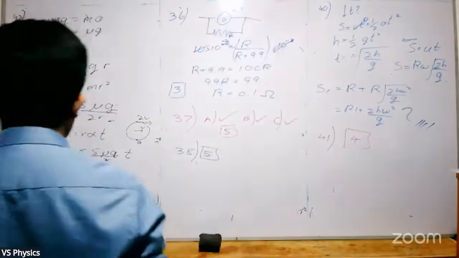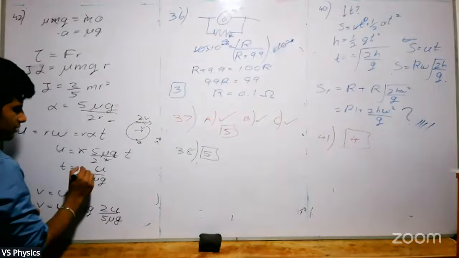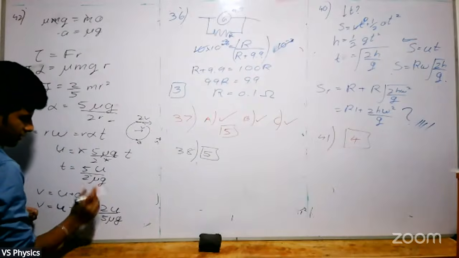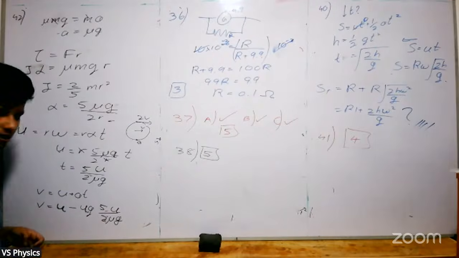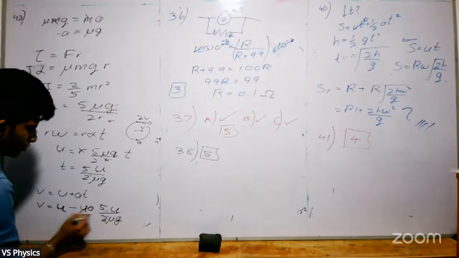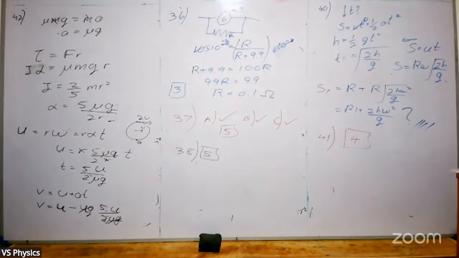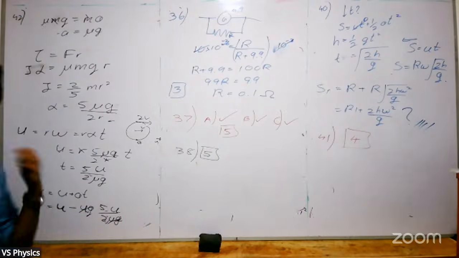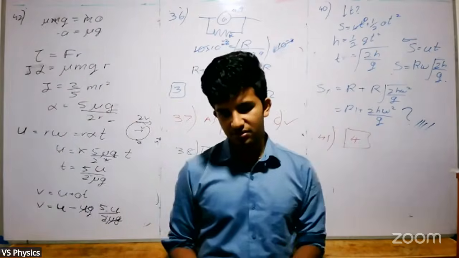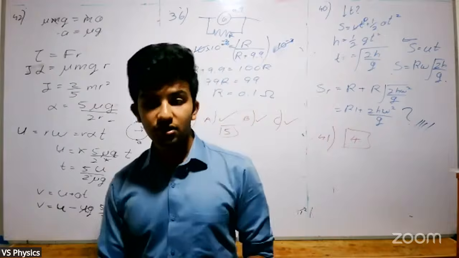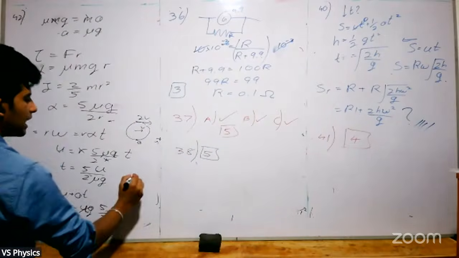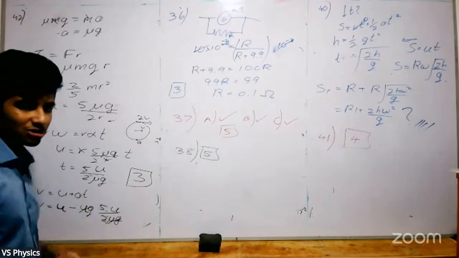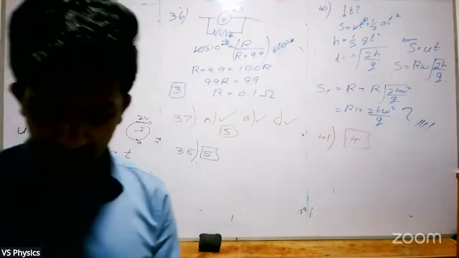Did we make a mistake? Is this 5 over 2 correct? Yes, 5 over 2 here. If you check, mu g cancels out. Then the final velocity is not dependent on the coefficient of friction. Therefore the answer is the third answer. That was a big explanation at the end.